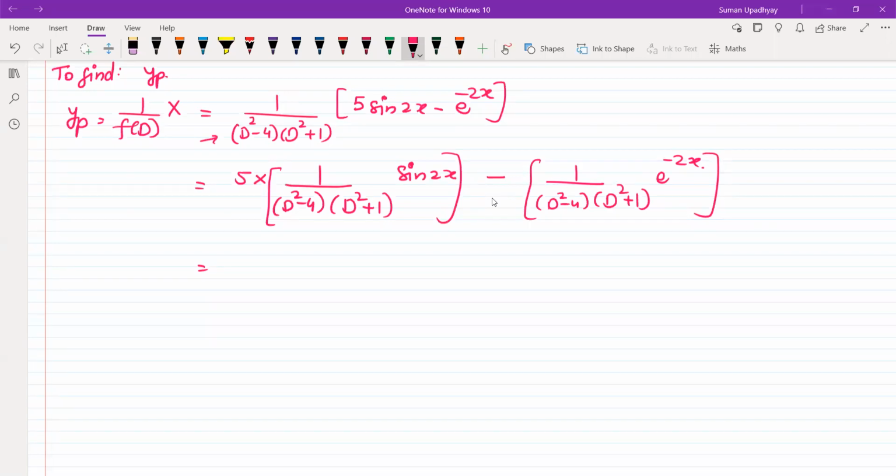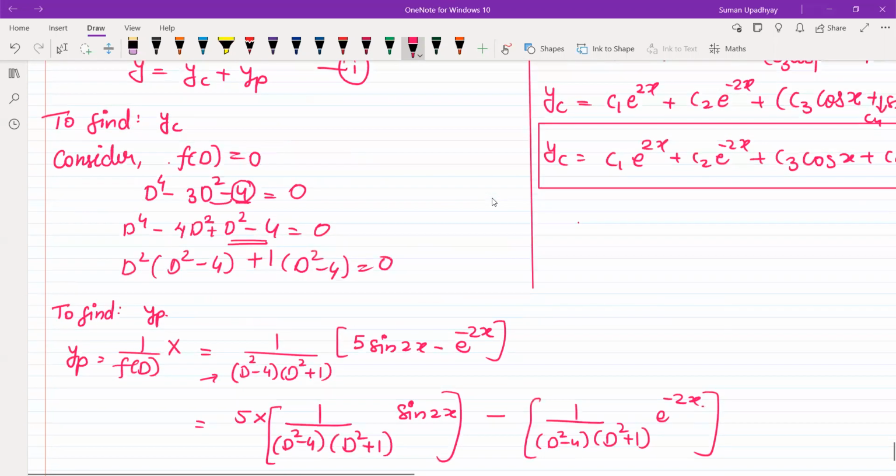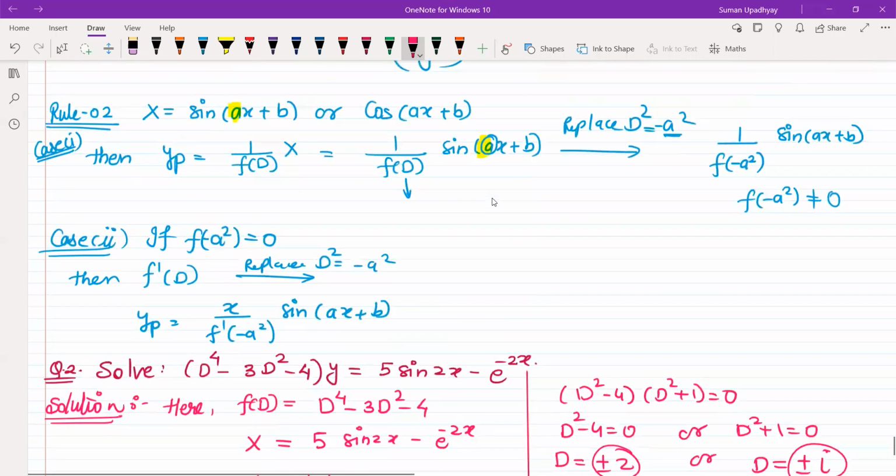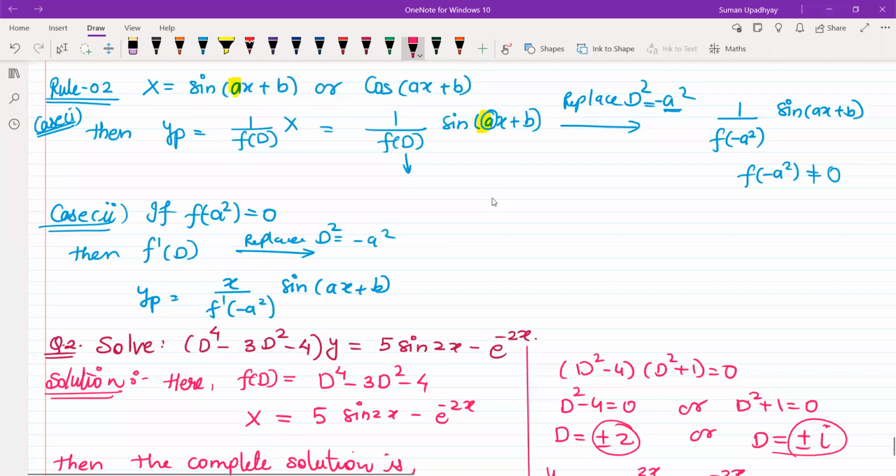Yes, tell me rule number 1, rule number 2, which rule is applicable on this? Number 2. What was it? When your trigonometric functions are there, you have to replace d square with a minus of a square. Can you see this?